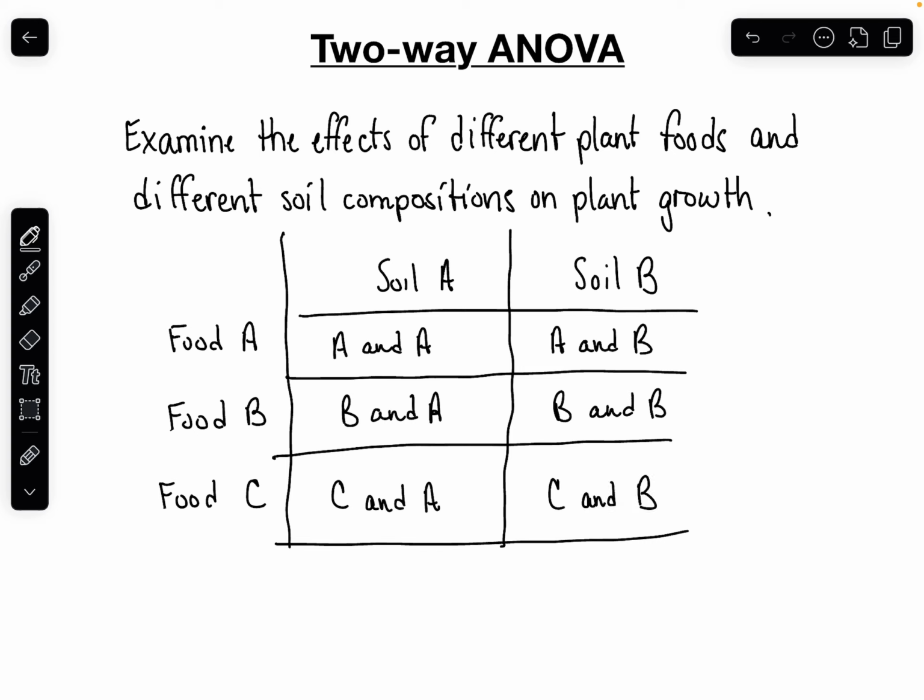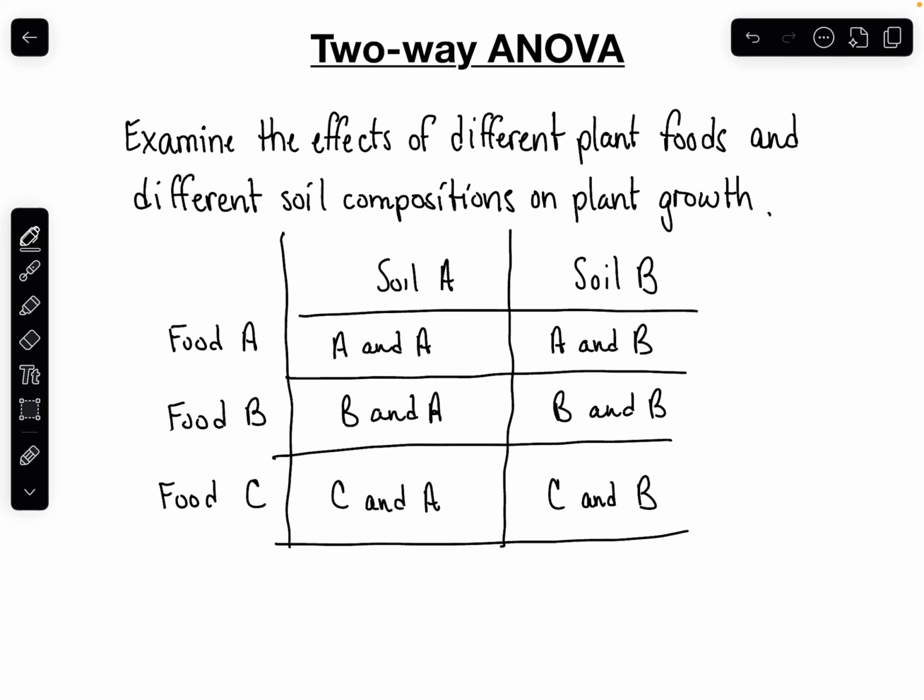This gives us 6 combinations and allows us to test, first, individually, what effect the plant food is having. Second, individually, what effect the soil compositions are having. And third, does each one matter with relation to the other? That is, is there some kind of connection between them?